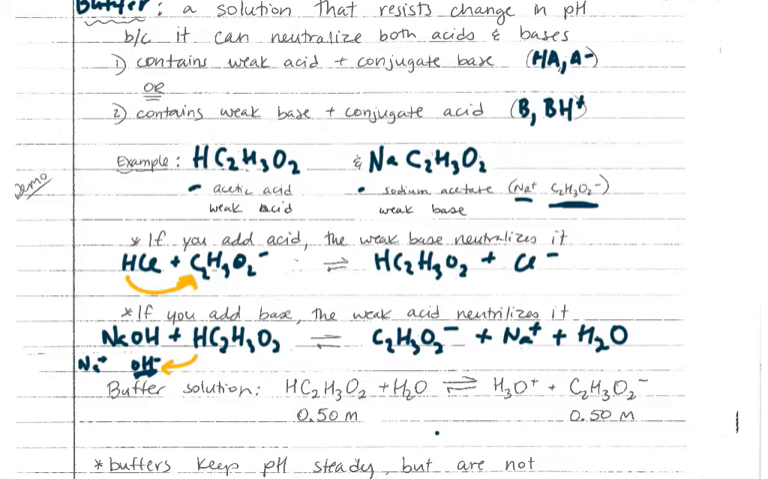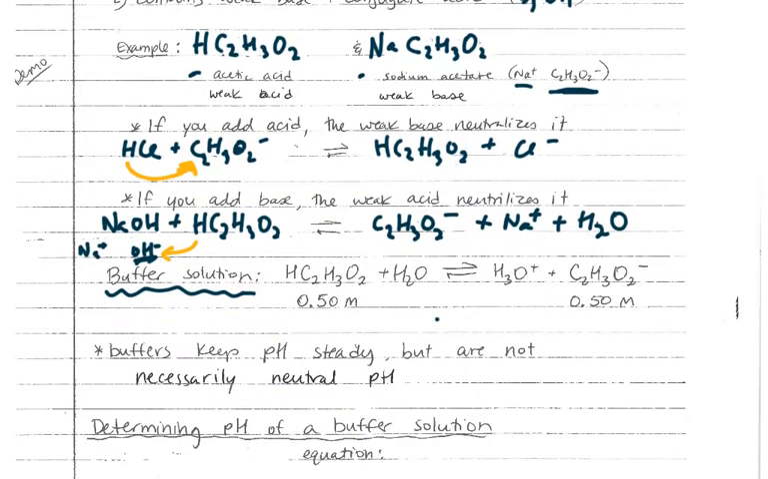So this buffer solution would look like this. It's basically a weak acid and a weak base that are in equilibrium with each other. Because remember, a weak acid and its conjugate base are part of an equilibrium equation. And if we start out with the same amount of each, then when we add acid or base, all we're doing is shifting the equilibrium a little bit one way or the other.